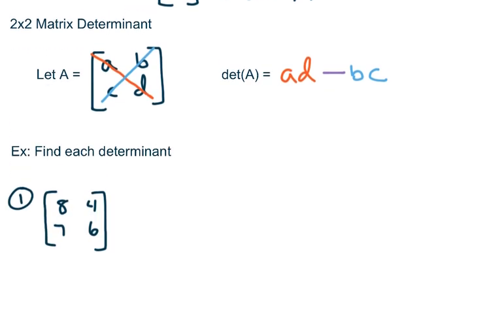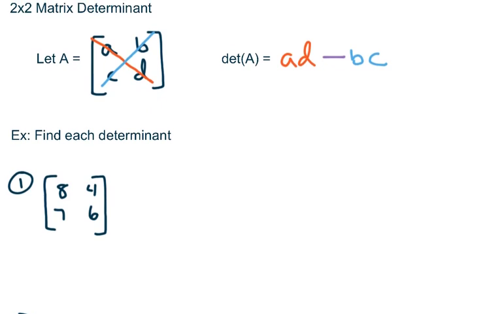So I got a couple of examples here. Find each determinant. So I got 8, 4, 7, 6. It's a 2 by 2 matrix. We're going to take the main diagonal. Before I do that, I'm going to write the determinant. We're going to call this A. This is equal to A.